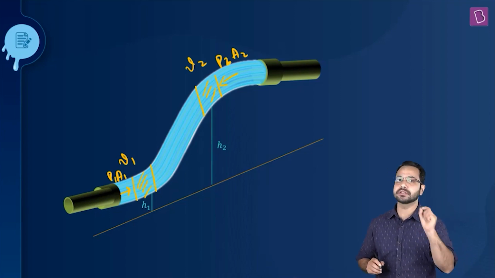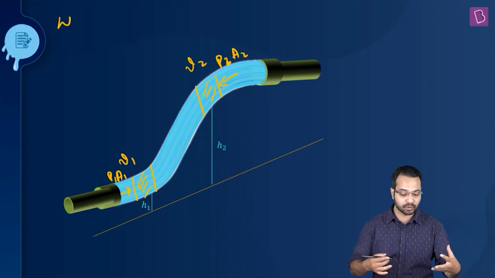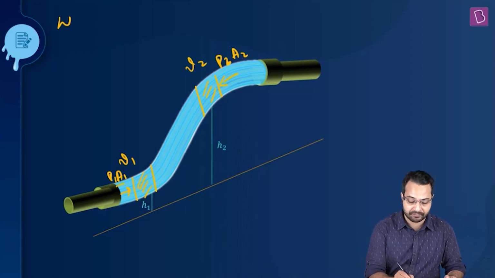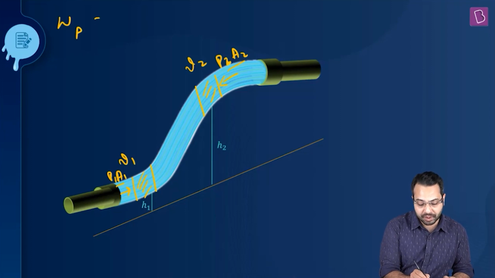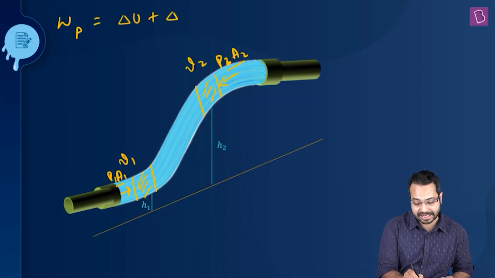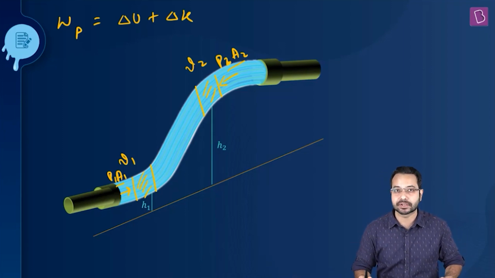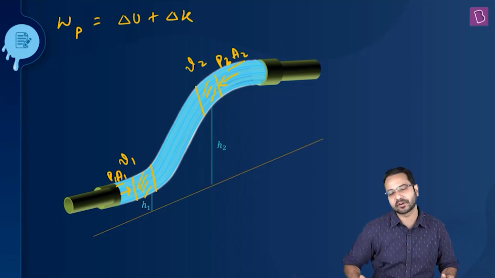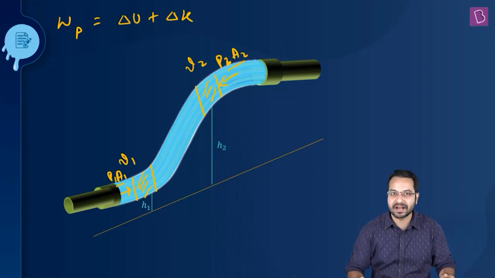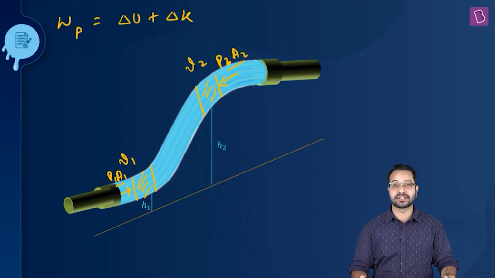And now what we do is we calculate the work done by the pressure force, this force P1 A1 and P2 A2, and that should be equal to delta U plus delta K, the change in potential energy plus the change in kinetic energy. So it becomes very clear what is the concept we are using here. Yes, we are using the conservation of energy, and that's how we derive Bernoulli's equation.